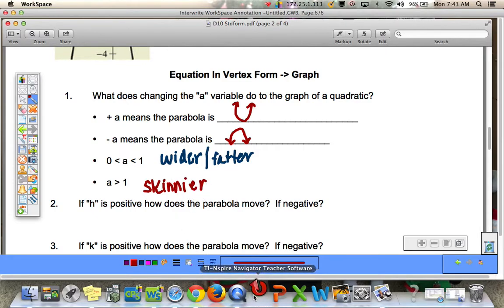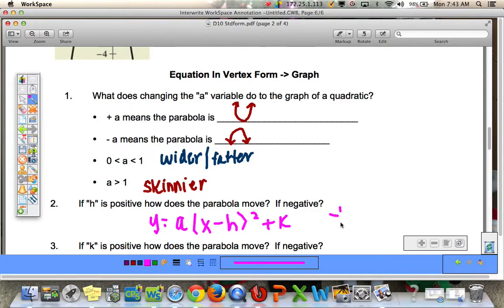I'll pop this open too. If h is positive, how does the parabola move? So again, here's the formula: y equals a times x minus h squared plus k. So h is the number inside the parentheses, and again, this is review from first semester. If it's minus h, it would be right h units, and if it's plus h, it would be left.